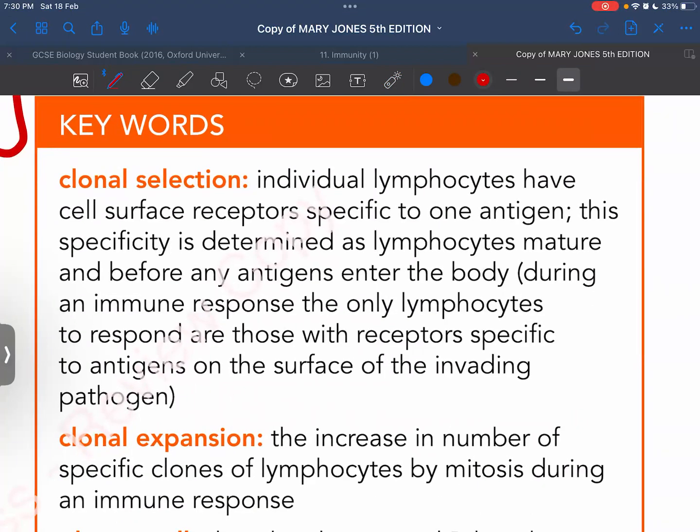Individual lymphocytes have cell surface receptors specific to one antigen. This specificity is determined as lymphocytes mature and before any antigen enters the body. During an immune response, the only lymphocytes that respond are those with receptors specific to antigens on the surface of the invading pathogen. ये पढ़ तो लिया, लेकिन did you understand it? Can you explain this to me in your own simple words?